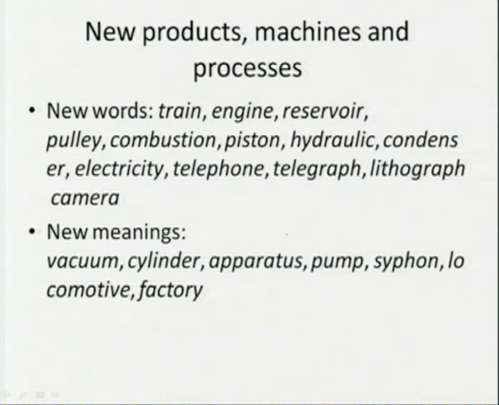So, as we see here, the new products, machines and processes brought new words, for instance: train, engine, reservoir, pulley, combustion, piston, hydraulic, condenser, electricity, telephone, telegraph, lithograph, camera, vacuum, cylinder, apparatus, pump, siphon, locomotive, factory. Some of these may also have originated later, in the New World, in America. But the point is that this slide shows us that new products and new machines will need new names. These are some of the new additions to the vocabulary among thousands and thousands of words.